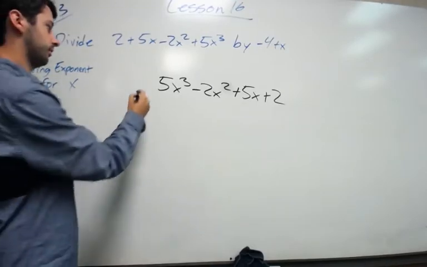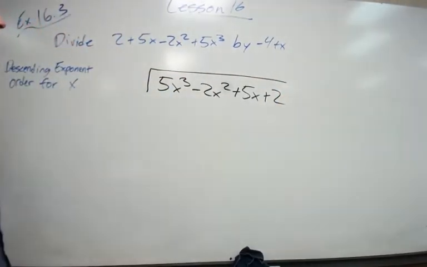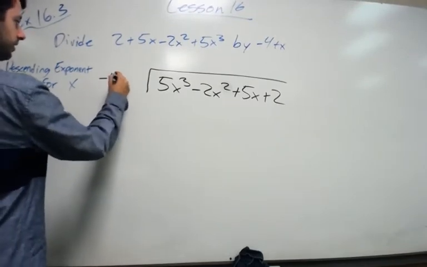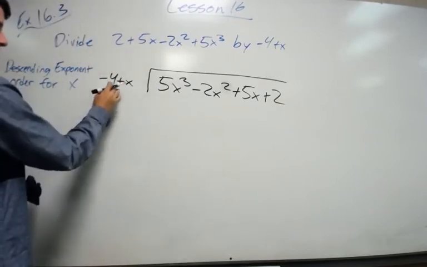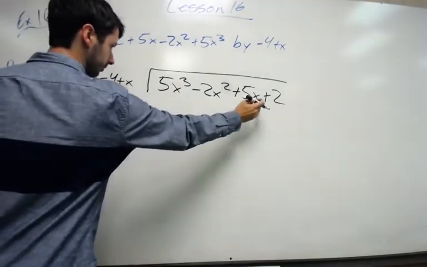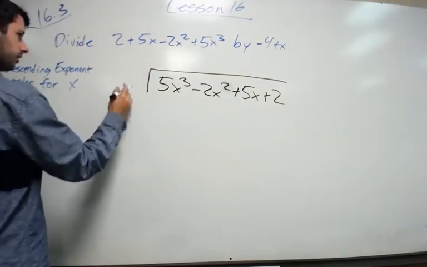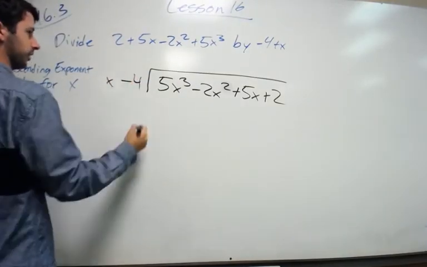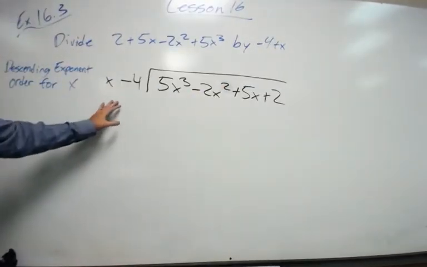And then when we are at long division, when we divide it, instead of writing negative 4 plus x, what we want to do is make sure that x is first, just like we do here. We put x in front of the whole number. So we're gonna call that x minus 4, because it's a negative 4, x minus 4. Now we have our problem set up to where we can divide.